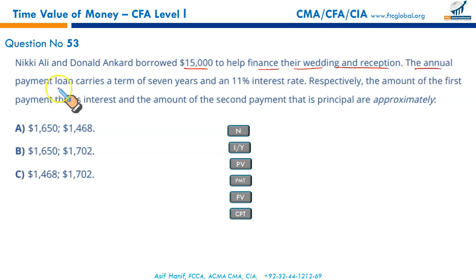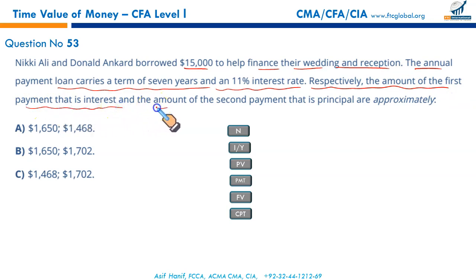The annual payment loan carries a term of 7 years and an 11% interest rate. Respectively, what is the amount of the first payment that is interest, and the amount of the second payment that is principal? Now this is a good question. Good and bad are all there, simple and complex. But it's the fluency you need.